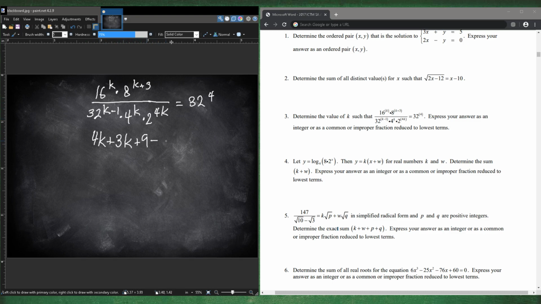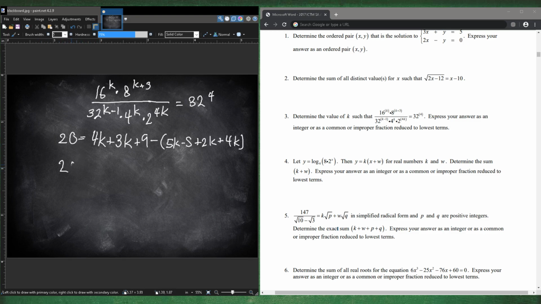And then when you're dividing, you're subtracting, so minus. 32 is 2 to the power 5, so that's 5k minus 5. And 4 is 2 to the power 2, so that's plus 2k. And that's already in base 2, so that's plus 4k. And that's all equal to 32 to the power 4. 32 is 2 to the power 5, so 5 times 4 is 20. Right, so they're all in base 2.